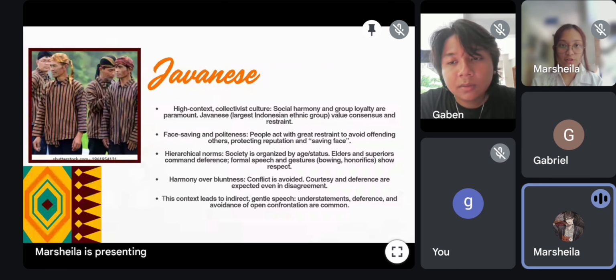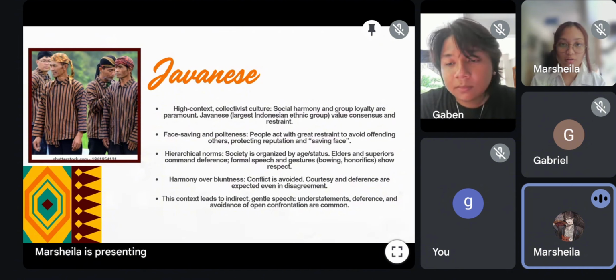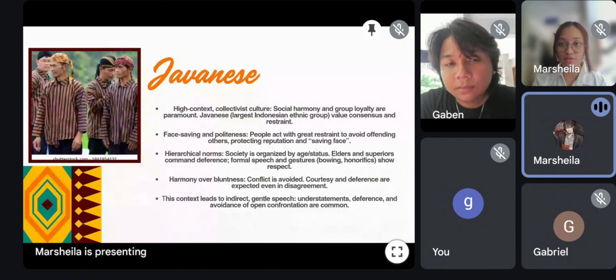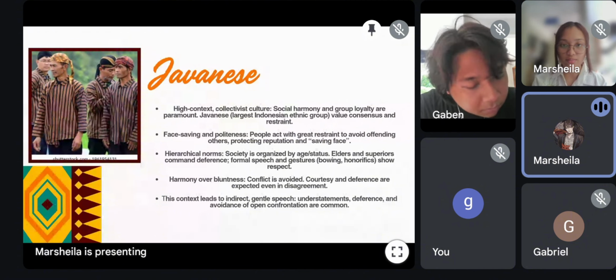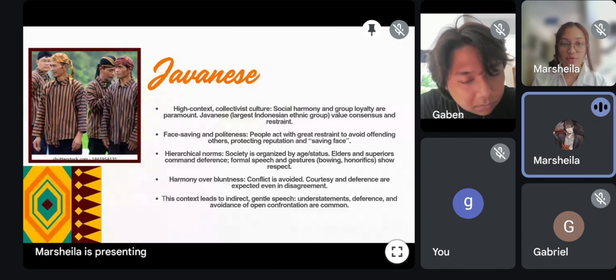So next is the Javanese. Javanese use a high context collectivism culture, where social harmony and group loyalty are paramount. Javanese is the largest ethnic group in Indonesia, and they value consciousness and restraint. Face saving and politeness: people act with great restraint to avoid offending others, protecting reputation, and saving face.